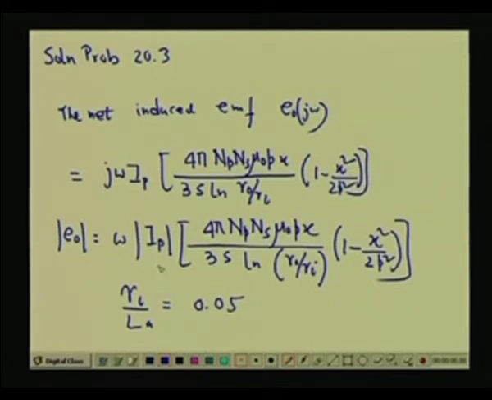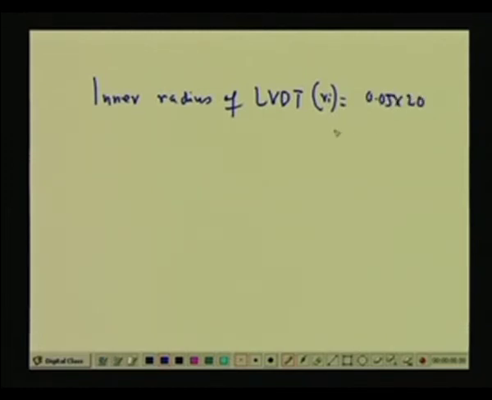Therefore, the inner radius of the LVDT assembly, that means Ri, will be equal to 0.05 into 20, because 20 is the length already given, the length of the primary is 20 centimeter. So, it is coming as 1 centimeter. The ratio RO by Ri varies between 2 to 8.